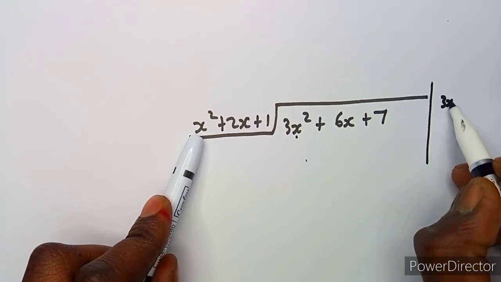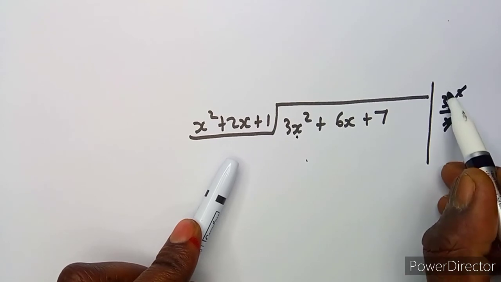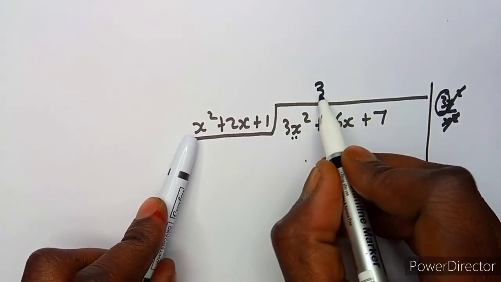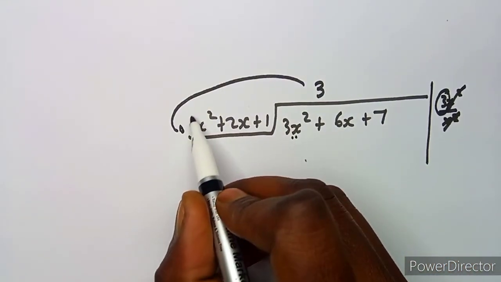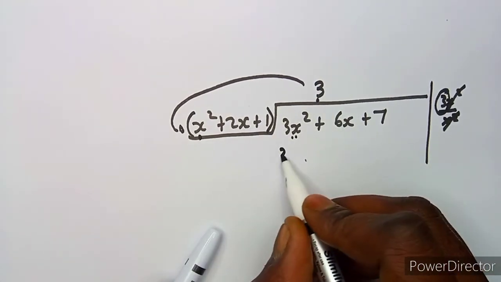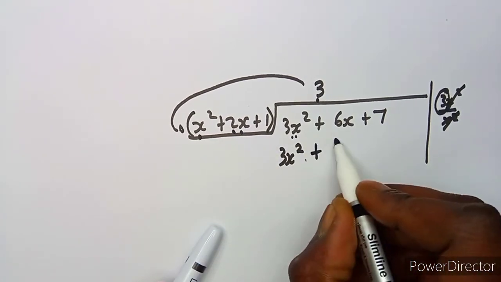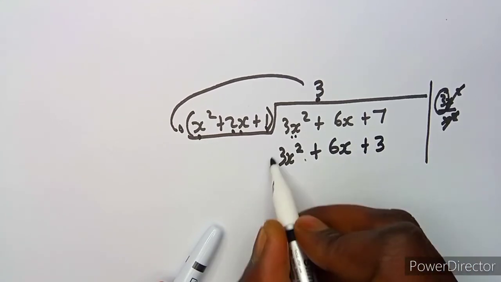So 3x squared divided by x squared, that is what you're doing. This will cancel, you remain with 3. 3x squared divided by x squared gives us 3. This 3, I told you, it multiplies everything back, everything here. So it's 3 times x squared, that's 3x squared. 3 times 2x, which is 6x. 3 times 1, which is plus 3, like that.